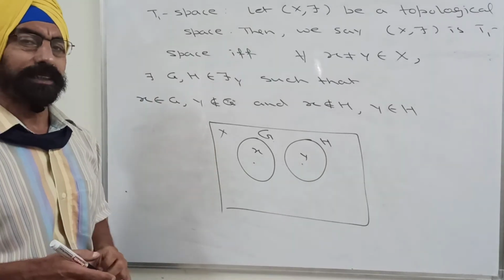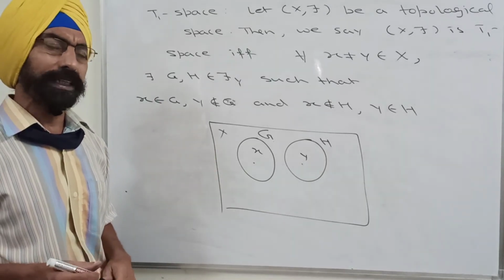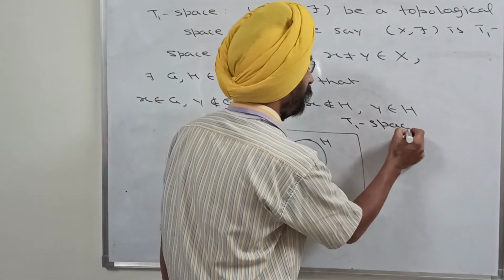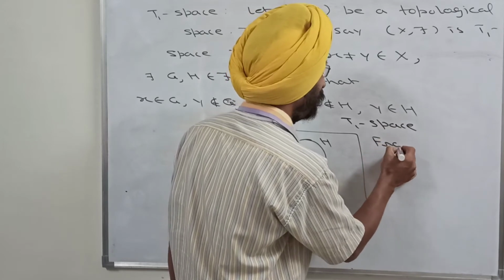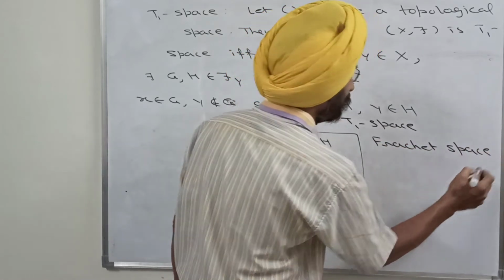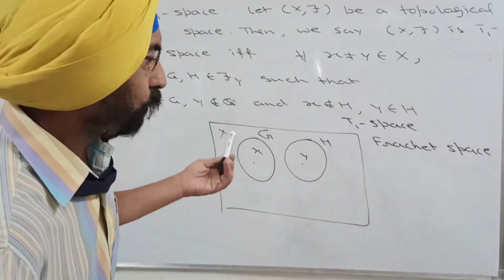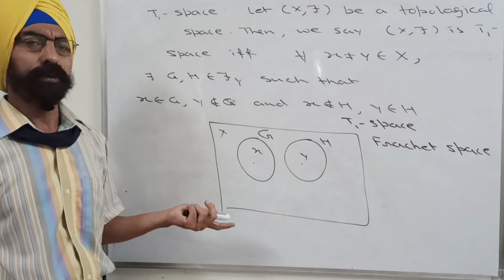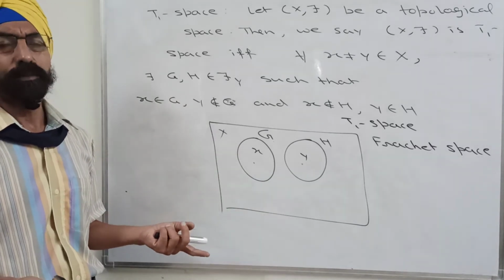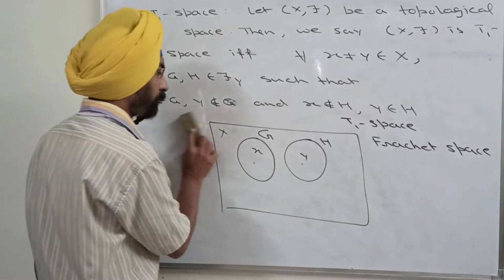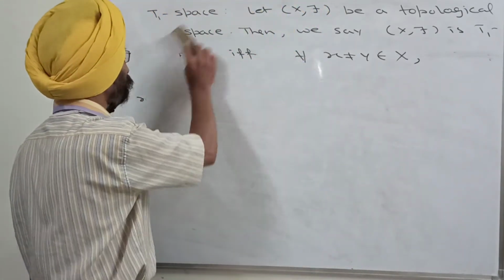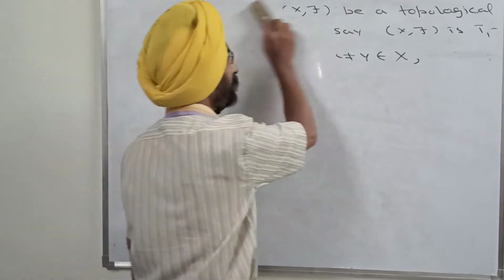Like T0 space is also known as Kolmogorov space, this T1 space is also known as Frechet space. So now we will move on to two or three examples of T1 spaces, and then we will close this lecture here. We will move on to the properties and theorems in the next lecture. But before closing the lecture, I would like to introduce some examples of T1 spaces.